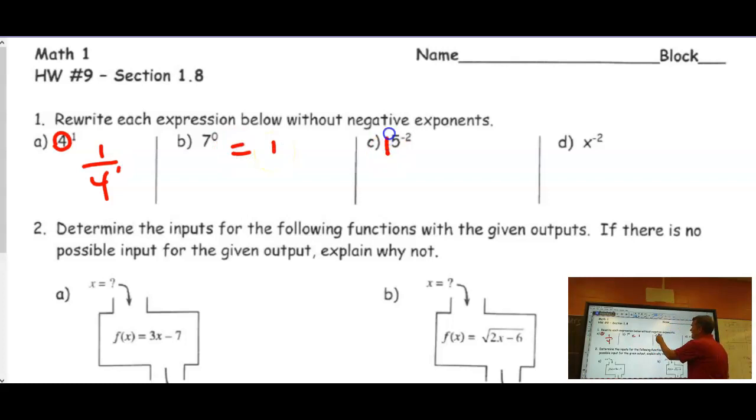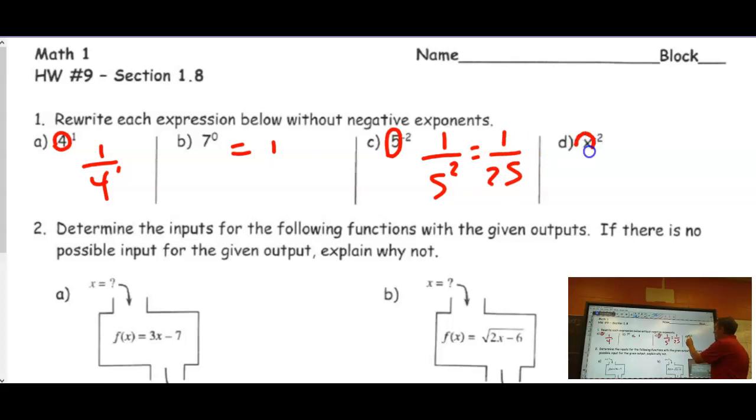Again, for letter C, I need to take the reciprocal of the base. That turns the exponent positive. And then when you have an easy number like 5 to the 2nd power, you should go ahead and do the exponent. And last up, letter D, take the reciprocal of x, which is 1 over x, and that turns the exponent positive. Okay, number 2.